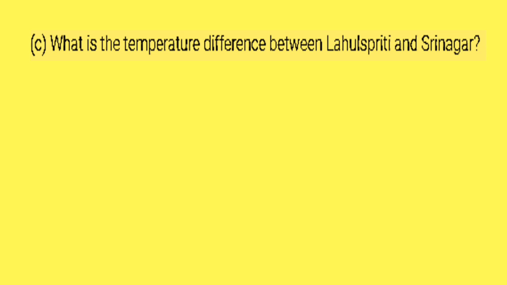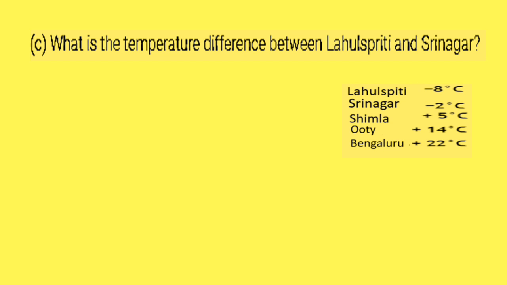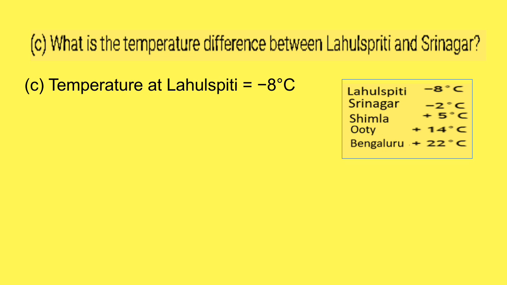Next question is, what is the temperature difference between Lahaul Spiti and Srinagar? So here they asked the temperature difference between Lahaul Spiti and Srinagar. For that we need the previous data. Here is the previous data. So first I will write the temperature of Lahaul Spiti, then the temperature of Srinagar. What is the temperature of Lahaul Spiti? -8 degrees Celsius, and the temperature of Srinagar is -2 degrees Celsius.